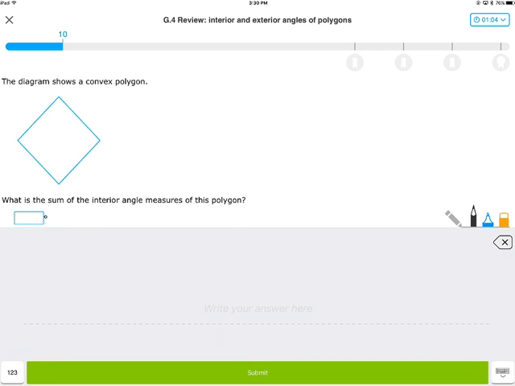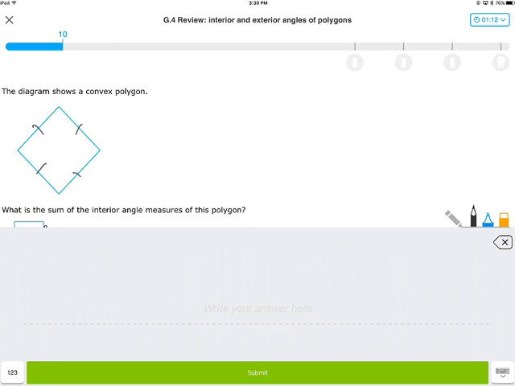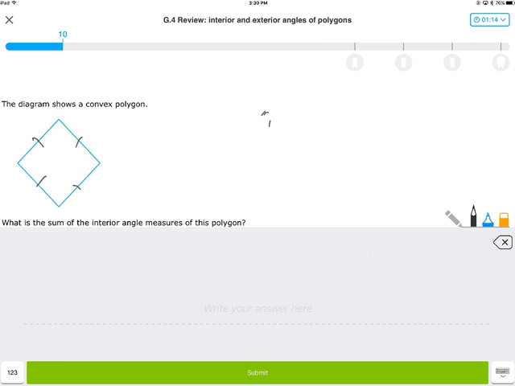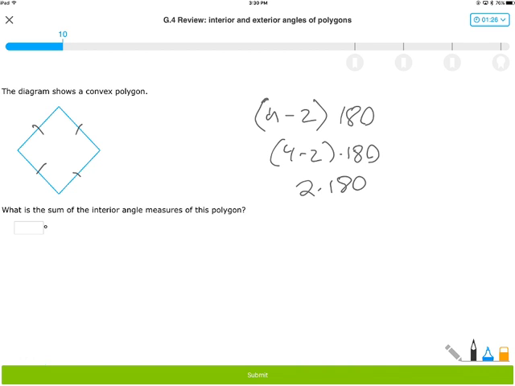Okay, the diagram shows a convex polygon. What is the sum of the interior angles of this polygon? Again, I just need to count the sides, and so that's 4 sides into my formula. Oh, this isn't going to work. Let's do this. So n minus 2 times 180. That's 4 minus 2, 2 times 180, or 360. Okay.